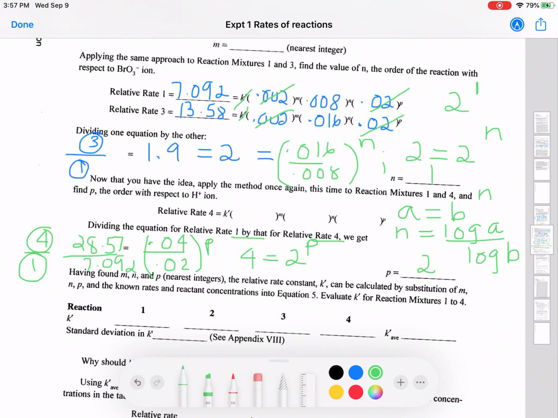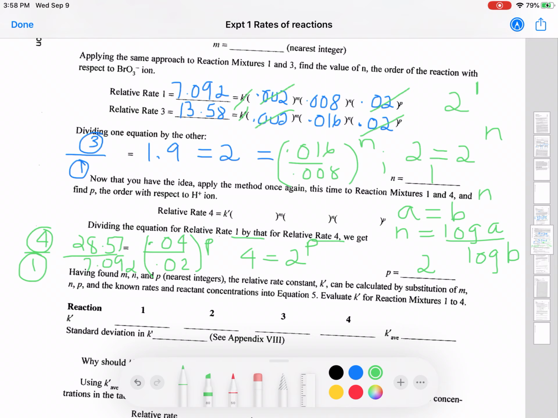Okay. Now we know the orders with respect to H plus, bromate and iodide: 2, 1 and 1. Now we can use these orders and the concentrations and the relative rate to find the rate constant for each of these reactions. Though we know that they need to be similar, we don't know exactly what that number is.